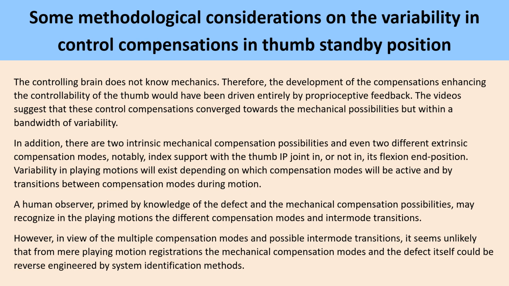Variability in motions will exist depending on which compensation modes will be active and by transitions between compensation modes during motions. A human observer, primed by the knowledge of the defect and the mechanical compensation possibilities, may recognize in the playing motions the different compensation modes and intermode transitions. However, in view of the multiple compensation modes and possible intermode transitions, it seems unlikely that from mere playing motion registrations, the mechanical compensation modes and the defect itself could be reverse engineered by system identification methods.